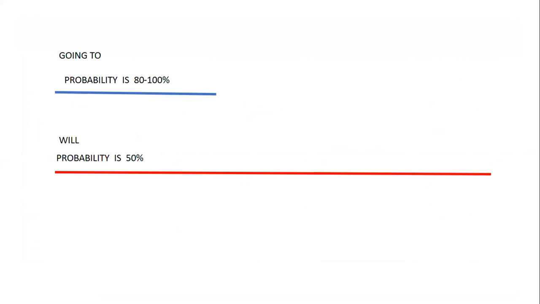Okay, so you can tell me, teacher, but what's the difference between going to, if you say that going to help us to talk about future. So explain us, teacher, what's the difference between going to and will? Okay, this is very simple and this is explained in this timeline, right? This is a timeline. So the probability of going to is 80% to 100% because we are talking about a very short period of time.